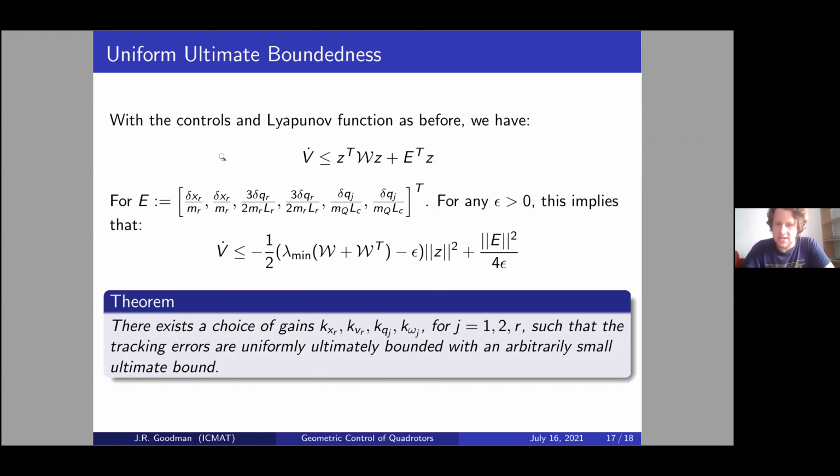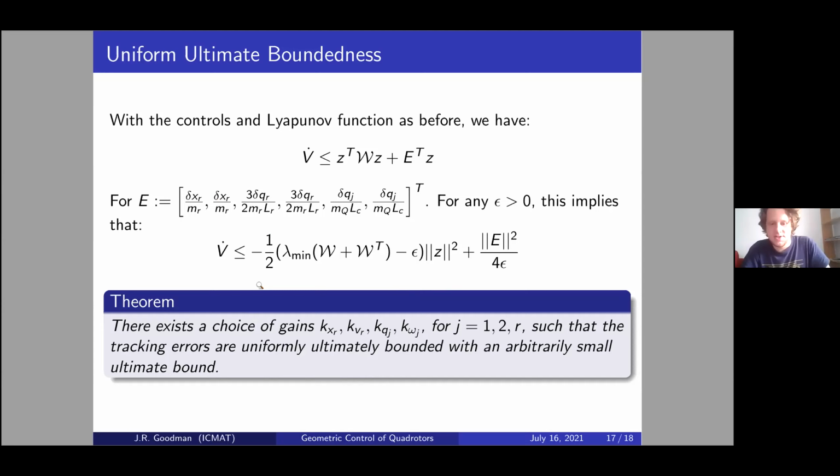And then we'll run through the same things as before, using the same controls and the same Lyapunov function. We'll find that bounding the Lyapunov function itself is quite easy. It doesn't work any differently, but the derivative obtains this extra term here, where this E matrix is a constant vector. And in particular, it's written in terms of the upper bounds on the disturbances' magnitudes, as well as some other parameters from our problem. And we can apply Young's inequality and some other facts about positive definite matrices to show that for any epsilon greater than 0, we have this following inequality.